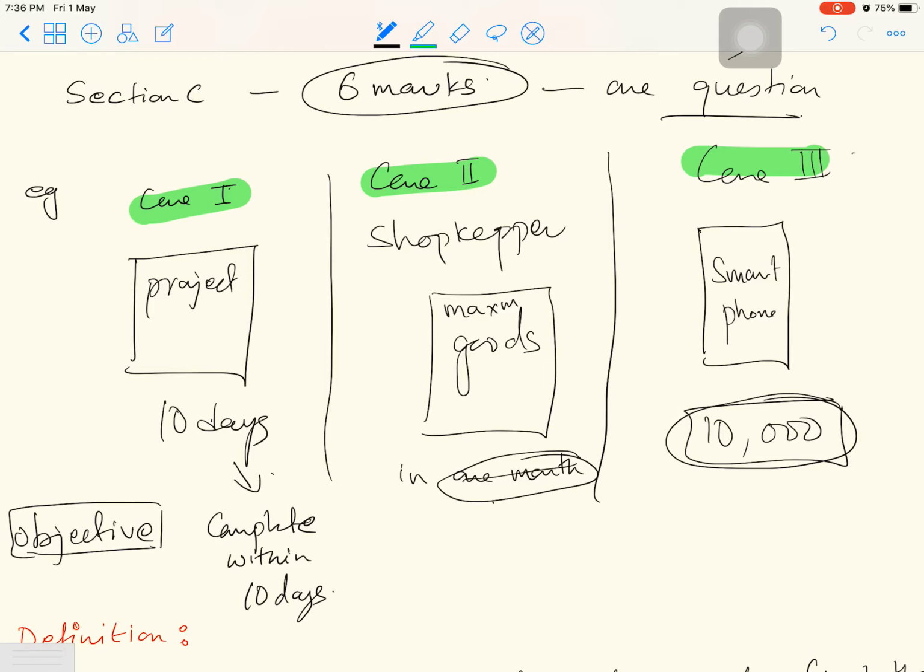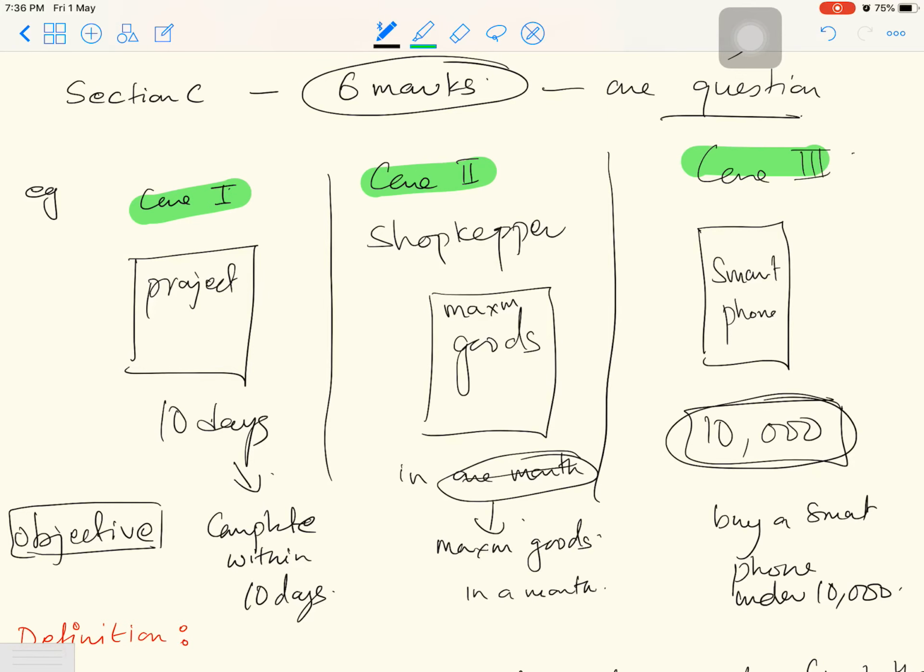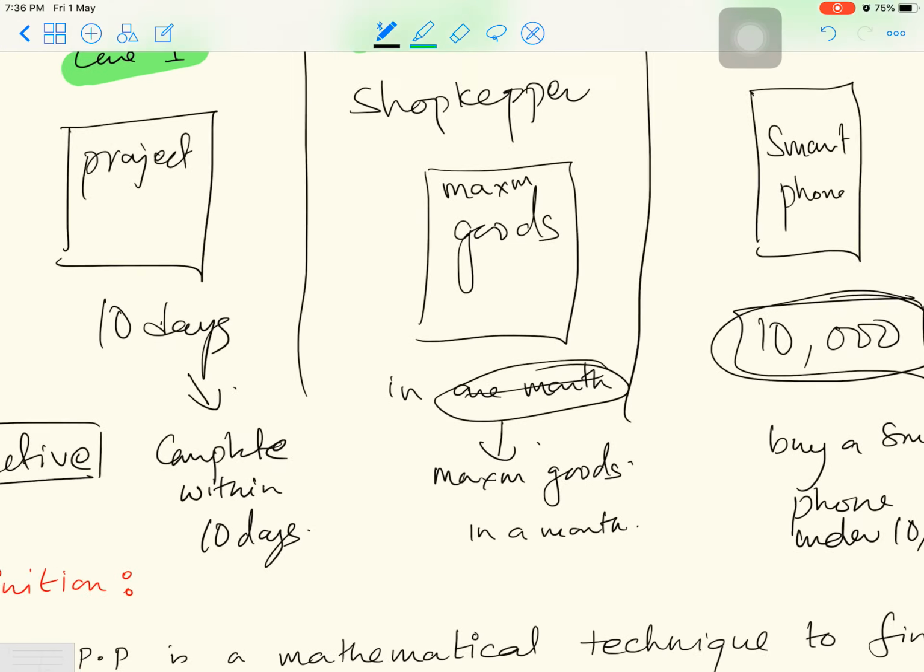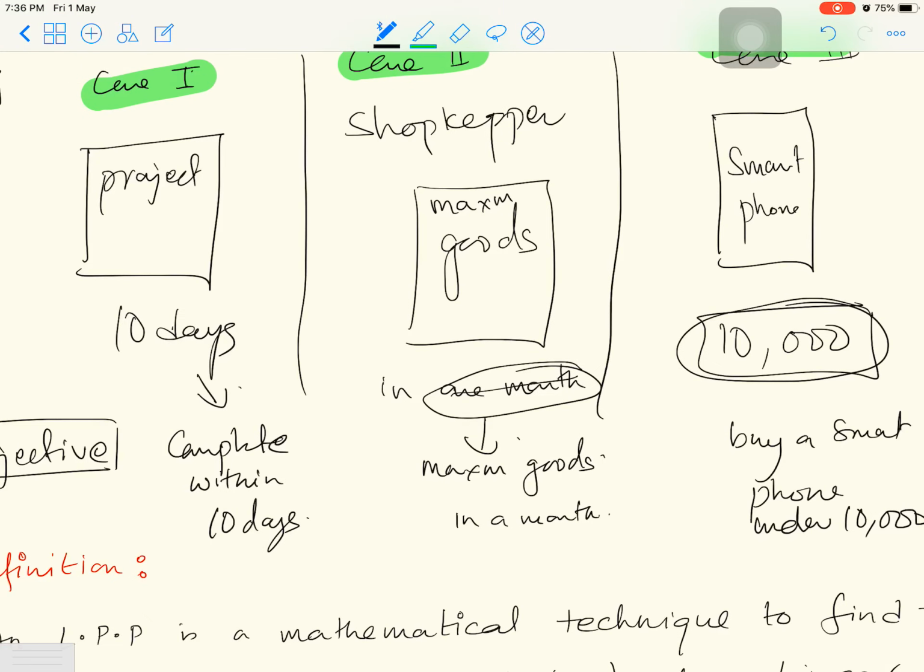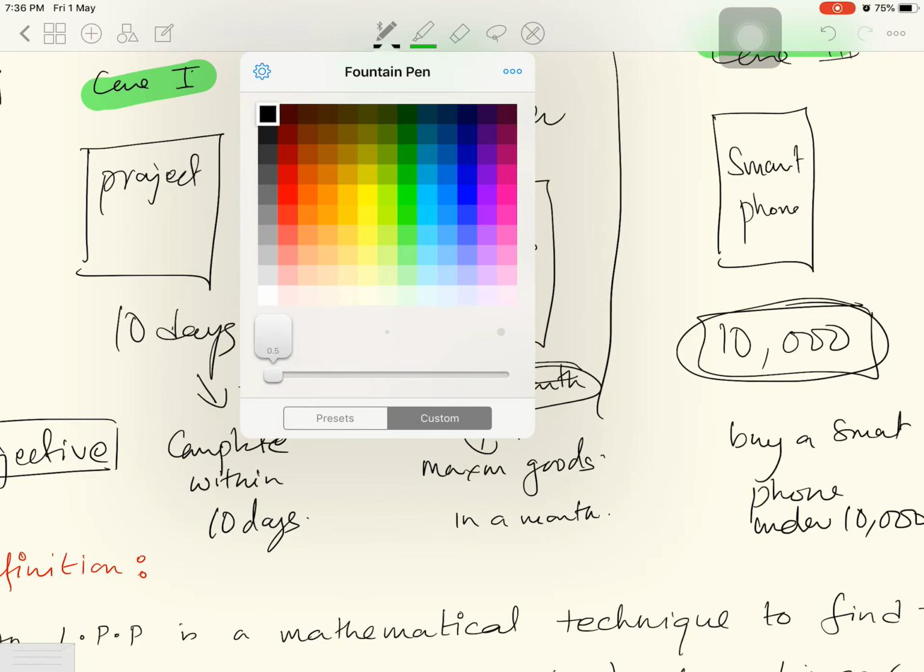In case 2, the objective is to sell maximum goods in a month. And in case 3, buy a smartphone under 10,000. So these are the 3 objectives you have under case 1, case 2 and case 3. In order to complete these objectives, there must be some limitations or restrictions.